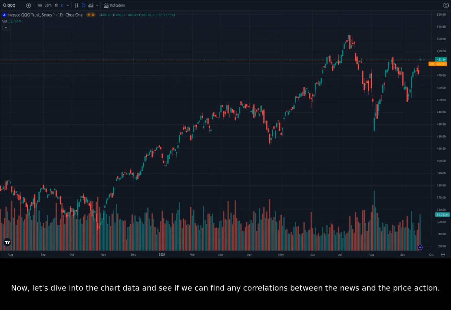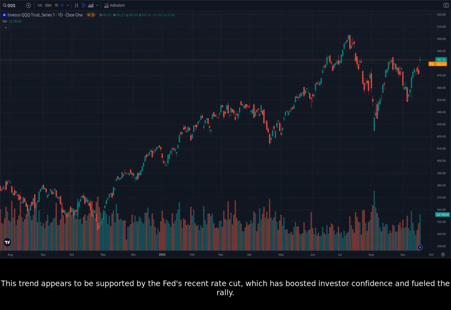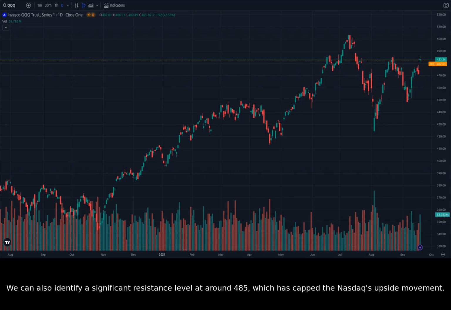Now, let's dive into the chart data and see if we can find any correlations between the news and the price action. Looking at the 1-day chart, we can observe a clear upward trend in the Nasdaq over the past several months. This trend appears to be supported by the Fed's recent rate cut, which has boosted investor confidence and fueled the rally. We can also identify a significant resistance level at around 485, which has capped the Nasdaq's upside movement. This resistance level suggests that there may be a limited amount of buying pressure in the market.